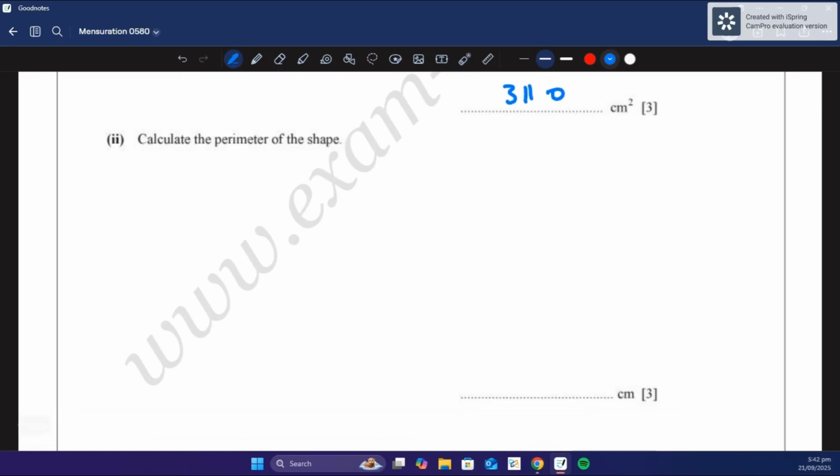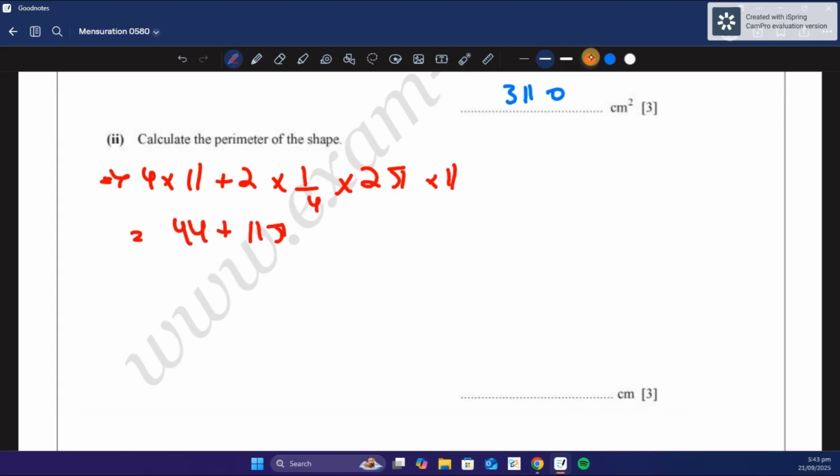Calculate the perimeter of the shape. Okay, so the perimeter would be given by 4 into 11 plus 2 into 1 by 4 into 2 pi into 11. This would give us 44 plus 11 pi, giving us 78.6, and that is our final answer, 78.6.